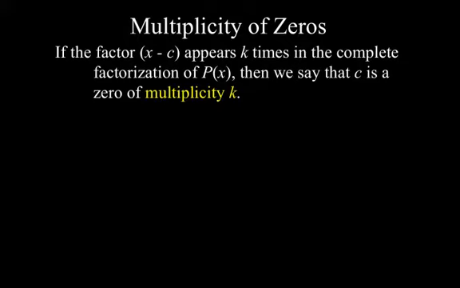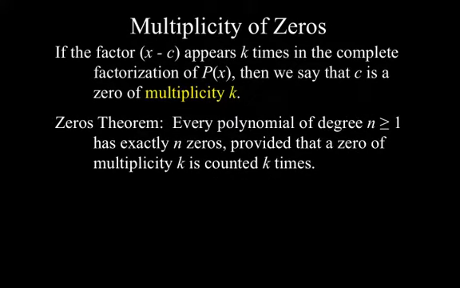We have talked about multiplicity before, and here's a statement applying to that. If the factor x minus c appears k times in the complete factorization of p of x, then we say that c is a 0, and that 0 has a multiplicity of k. So for instance, if x minus 3 occurs in a factorization 5 times, the 0, x equals 3, has a multiplicity of 5. And we'll see some examples of that.